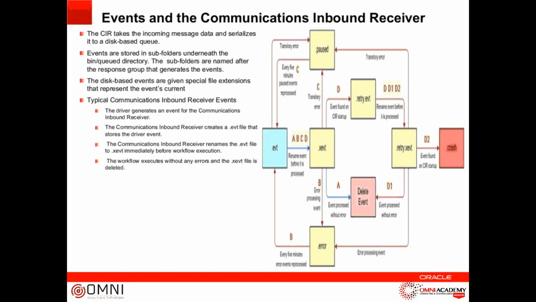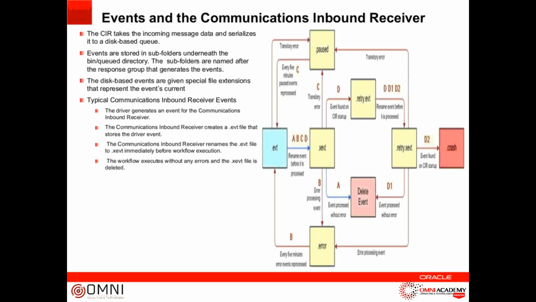Any attachments that are associated with the incoming message are stored on the email server. References to these attachments are included in the name value pairs that the communications driver passes to communications inbound receiver. The workflows that communications inbound receiver invokes delete all file attachments when these attachments are no longer needed. Communication inbound receiver takes the incoming message data and serializes it to a disk-based queue.